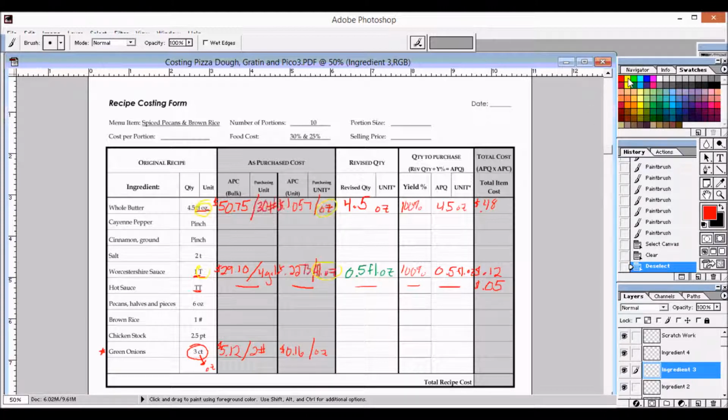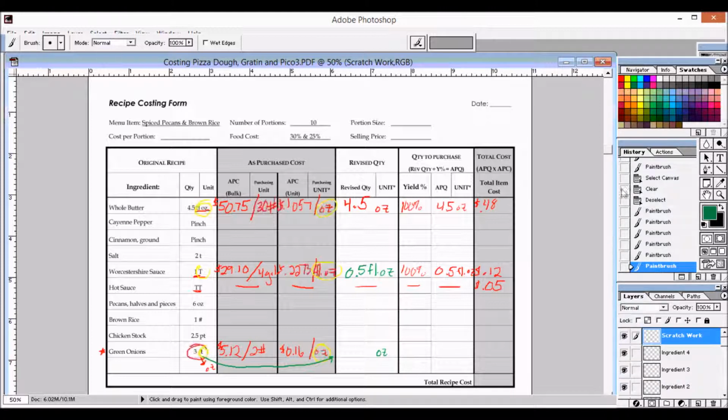Okay, so now we're at the revised quantity. I've got to see, does this unit in the APC match the unit in the recipe? And that's a big old no, it does not, because I'm looking at ounces versus count. So we're going to have to figure out how I can take this 3 count and turn it into ounces. That's what I'm looking for here in the revised quantity. I'm going to have to do some form of conversion.